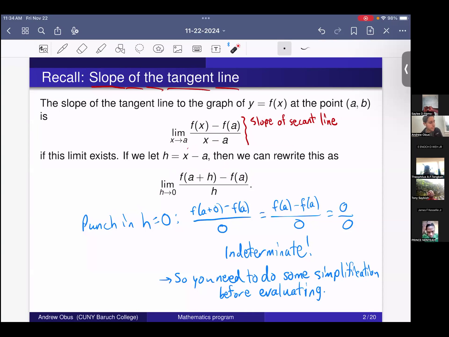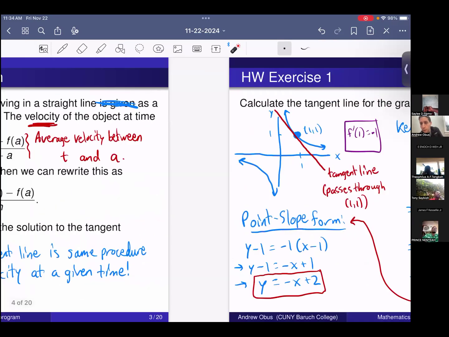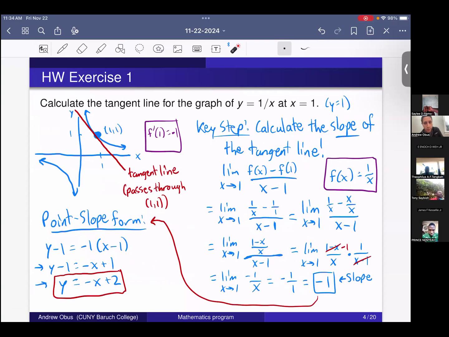Okay. Great. Okay, so let's go back to this physics problem.